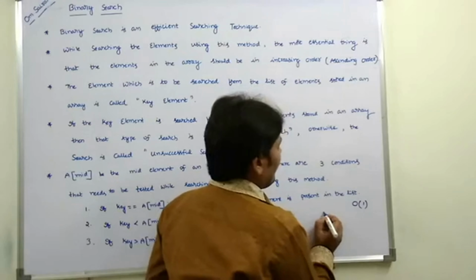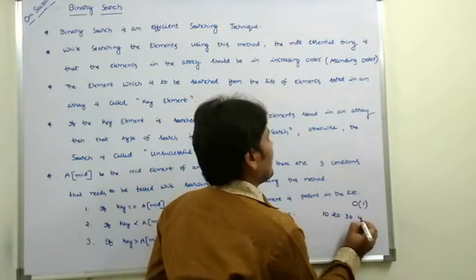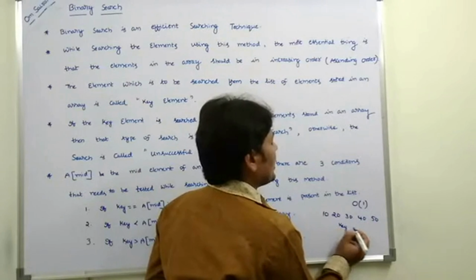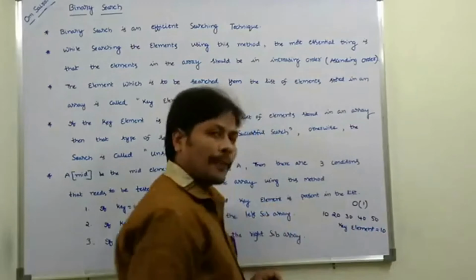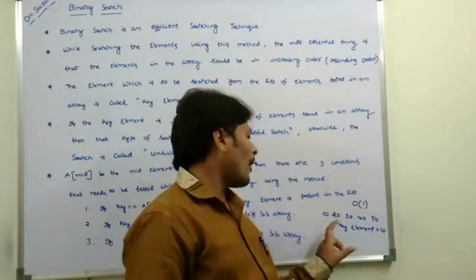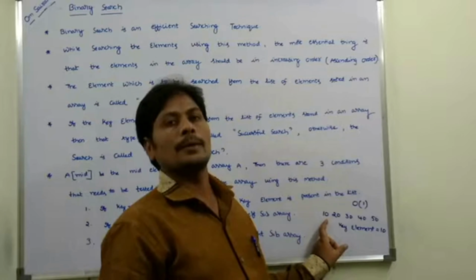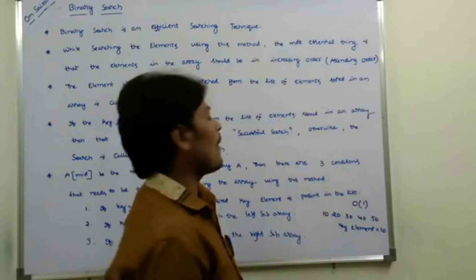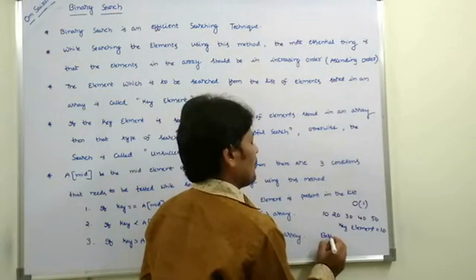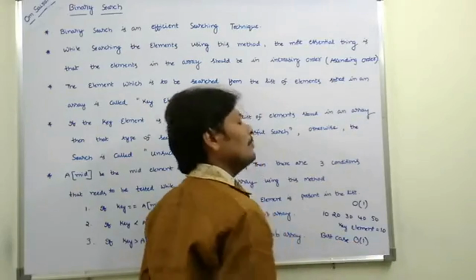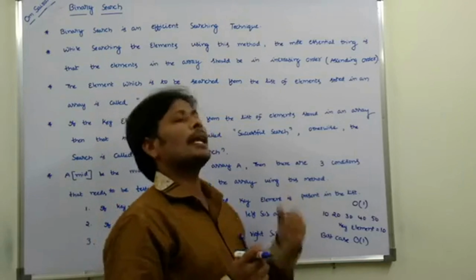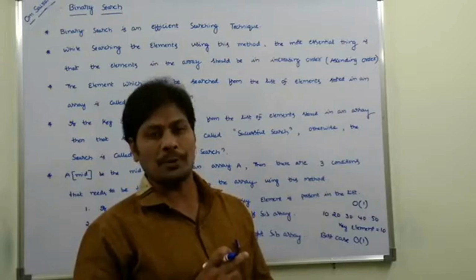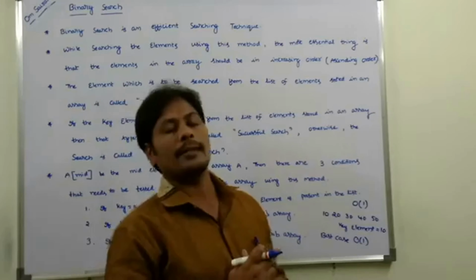Suppose there are 5 elements: 10, 20, 30, 40, 50. Our desired key element is 10. First, the desired key element 10 is compared with the first element in the given array. Our desired key element is found at the first location, so the search is successful. This is called the best case. It takes only 1 unit of time, that is big O of 1. With the first comparison we find that our key element is at the first position. So it is called the best case in linear search.